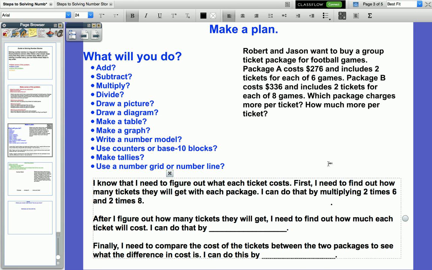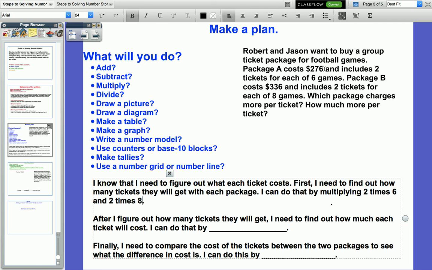I could also do like 2 plus 2 plus 2 plus 2 plus 2 plus 2 to figure out how many tickets that would be. And then after I figure out how many tickets they will get, I need to find out how much each ticket will cost. So for example, in package A, if I multiply 2 times 6, I know they're going to get 12 tickets. Okay, so they're going to get 12 tickets, and the whole thing costs $276. So how am I going to figure out how much each ticket costs?